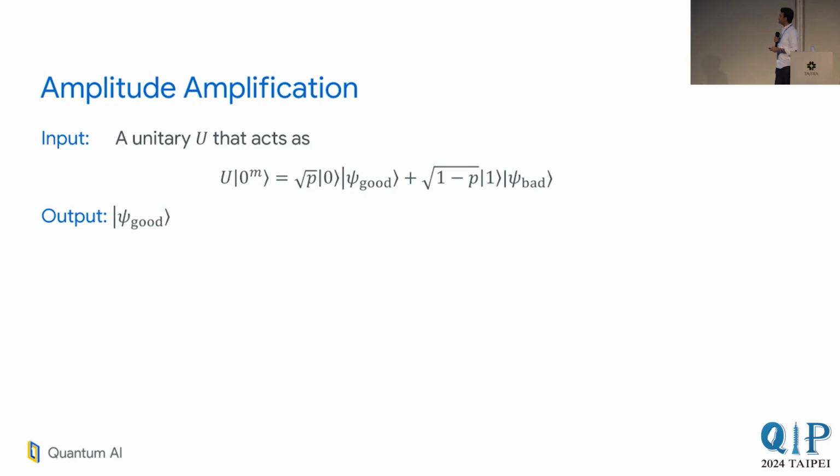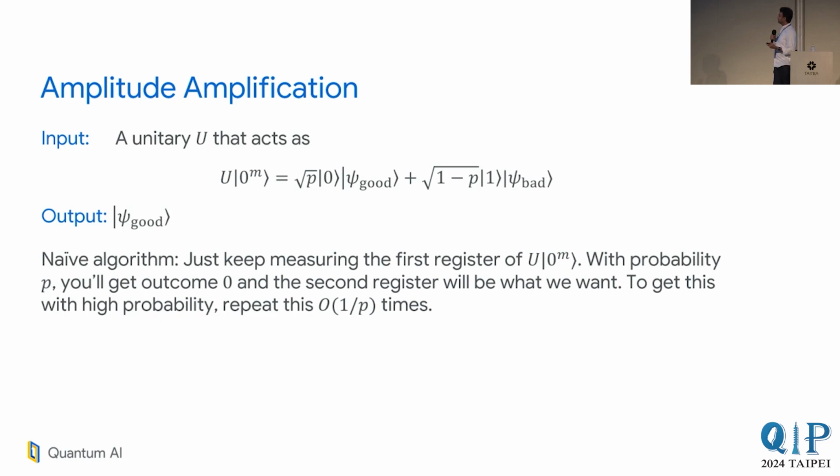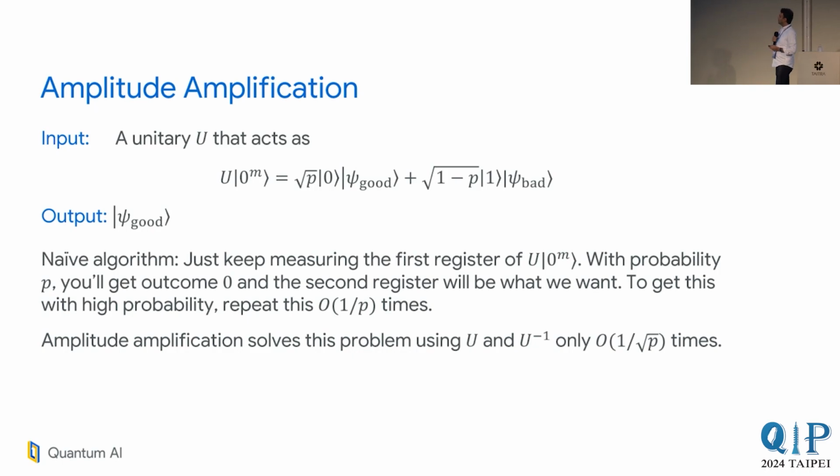That's the classical strategy. And in fact, that's the naive algorithm. Just keep measuring the first register of u 0 to the m. With probability 1 over p, you'll get the state you want. And amplitude amplification gives you a speed up over this. It does this with only root 1 over root p uses of this unitary and its inverse. So this might seem familiar because many of the things I was talking about earlier are powered by amplitude amplification. So same setup.